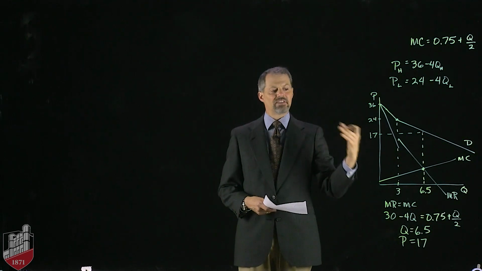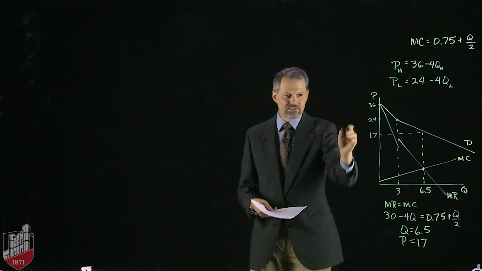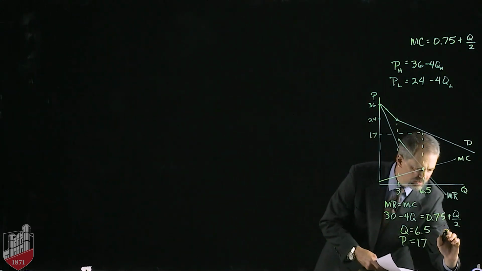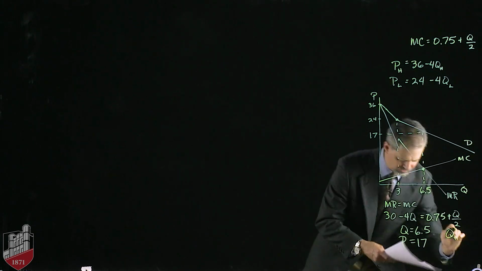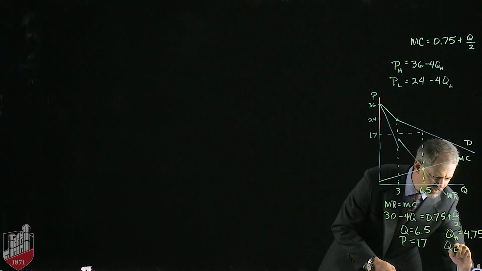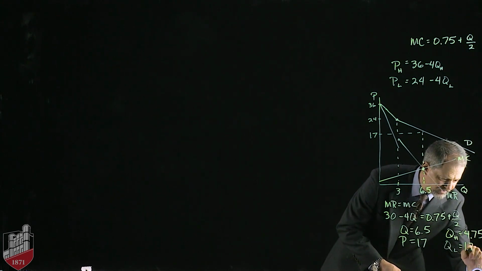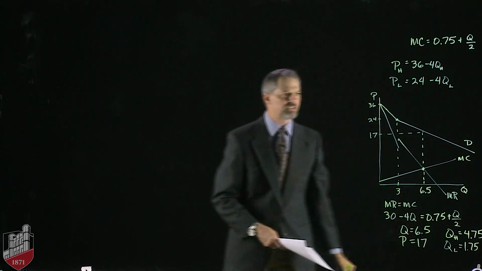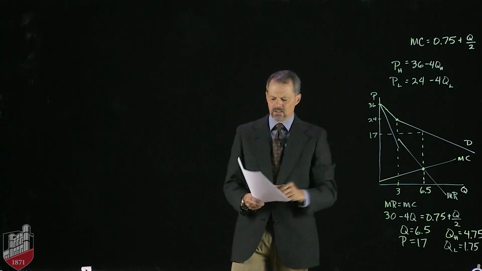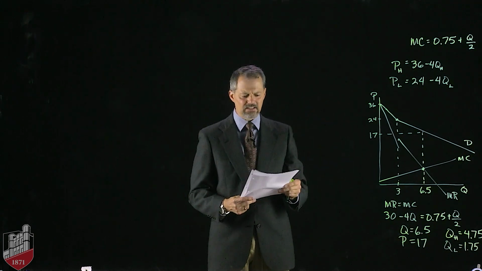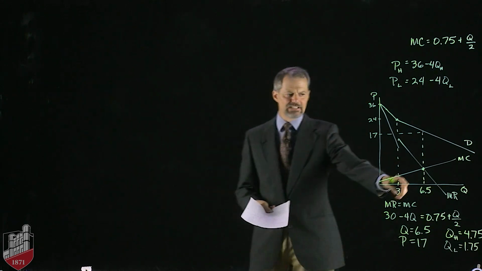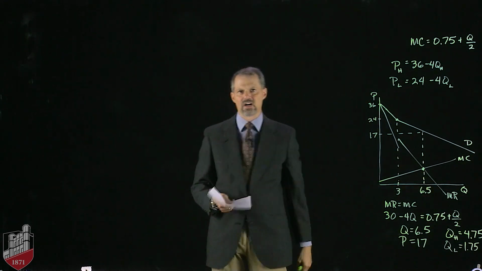If you plug that price of 17 into the individual demand curves, what you get is the quantity sold to the high willingness to pay group, 4.75, and the quantity to the low willingness to pay group of 1.75. Those add up to the 6.5. So that, again, is set up to be just like the thing that we did a second ago, except now we've got an increasing marginal cost. Essentially, it just intersects the marginal revenue at the same place that the constant one did.